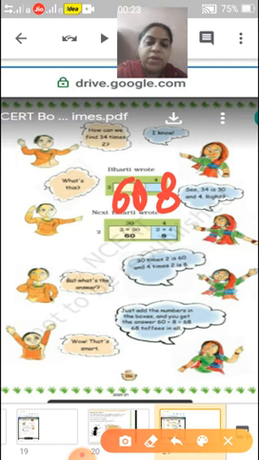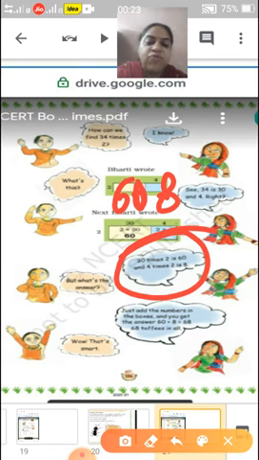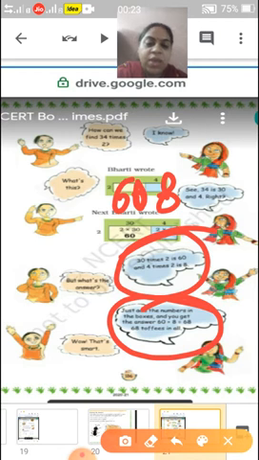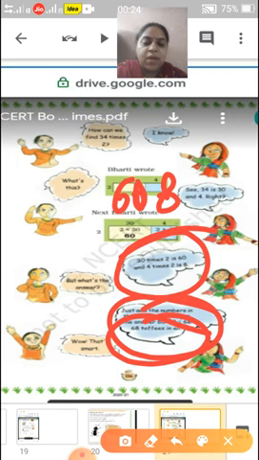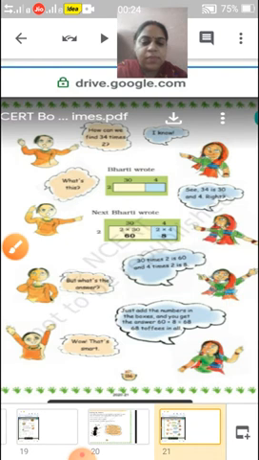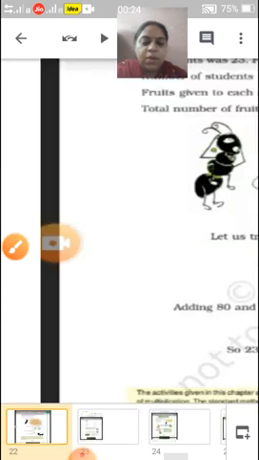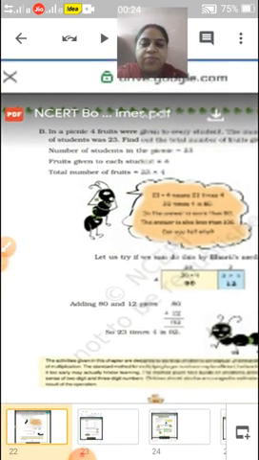Okay children, 30 times 2 is 60. 4 times 2 is 8. But what's the answer? Just add the numbers in the boxes and you get the answer. 60 plus 8 is equal to 68 toffees in all. Wow, that's smart. Now come to the next page.